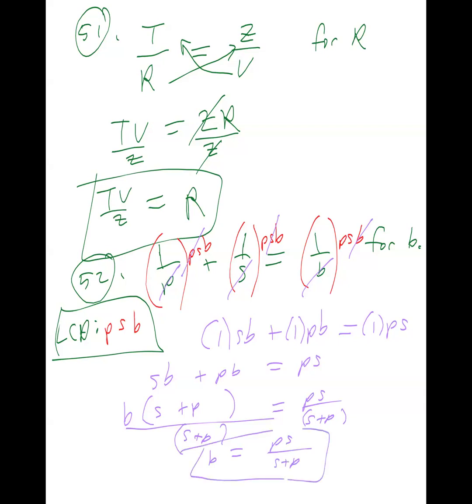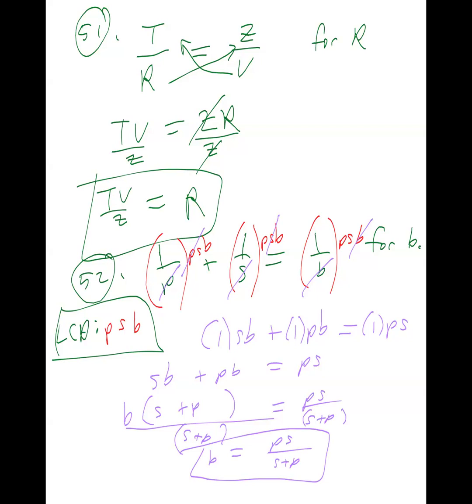Because you learned that. So B is equal to PS over S plus P. Now, final question, can you cancel the S's and the P's to get 1 for the answer? Can you cancel the S with the S? No, because guess what? The S at the bottom is being added. It's not a common factor because something that's added isn't factored out.